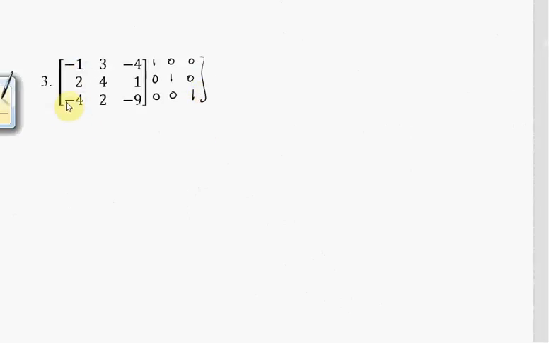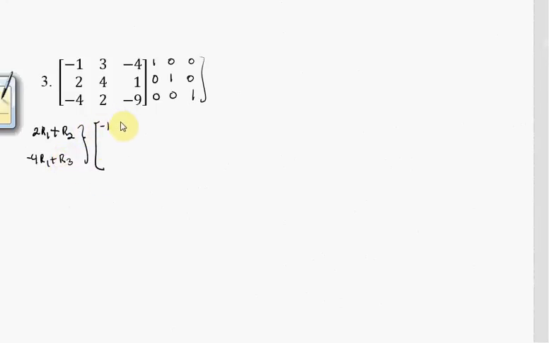So here, what I'll do is use this negative 1 to get rid of this 2, and then use that negative 1 to get rid of that 4. So here we have 2 times row 1 plus row 2. And I think what I did was I used this 2 to get rid of that -4 instead of multiplying by 4. It doesn't matter. So let's say -4 times row 1 plus row 3.